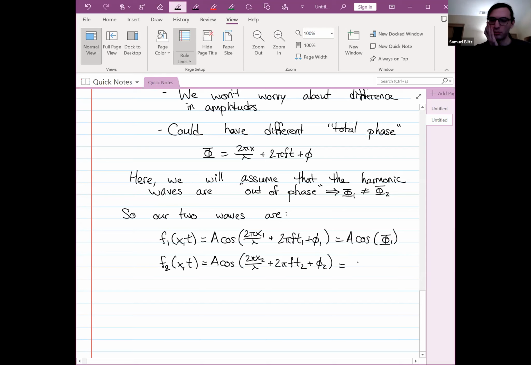Okay, I need to be extra careful here. Actually, I'm just not going to write it as a function of x and t. That's better. And I'll explain the issue that I just ran into. This is a cosine of phi 2. The issue is that we want our functions to depend on x and t. So the periods are the same because the frequencies are the same.